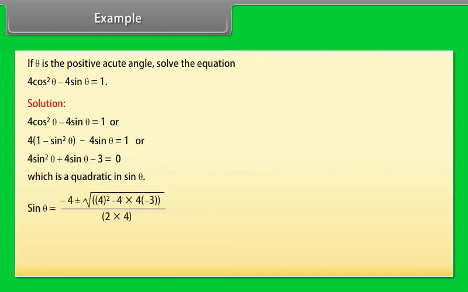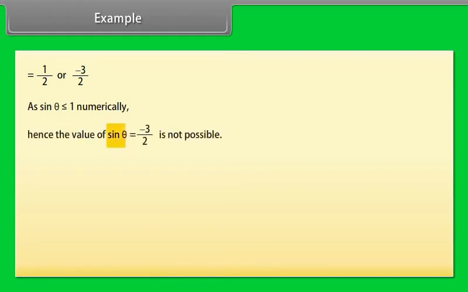Sine of theta is equal to (minus 4 plus minus root of 4 square minus 4 into 4 into minus 3) by 2 into 4, which is equal to (minus 4 plus minus 8) by 8 is equal to 1 by 2 or minus 3 by 2. As sine of theta is numerically less than or equal to 1, hence the value of sine of theta equal to minus 3 by 2 is not possible. Therefore, sine of theta is equal to half is equal to sine of 30 degrees. So, theta is equal to 30 degrees.